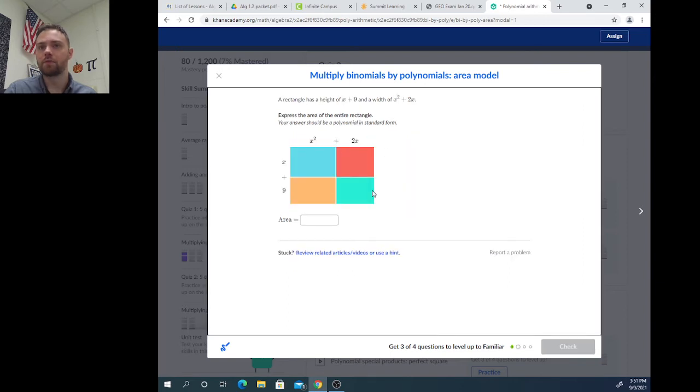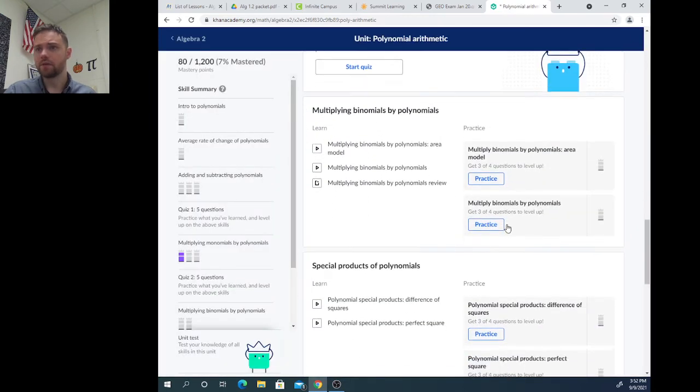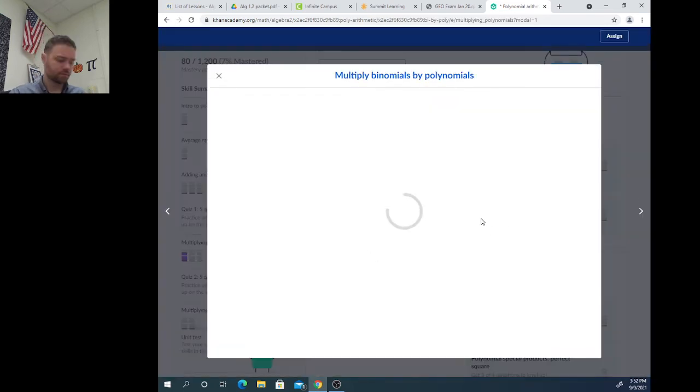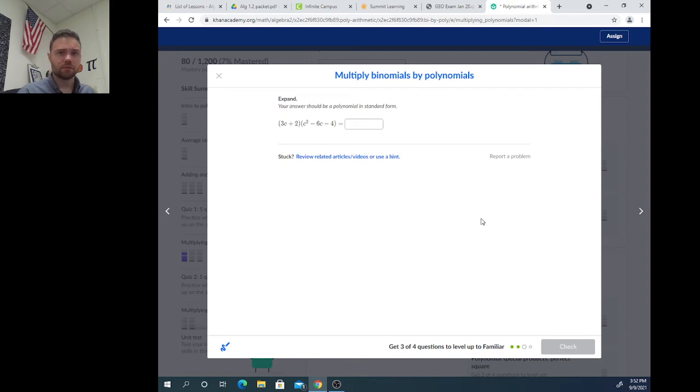And so all these problems would be similar. You take x squared and multiply it by x in this example and get x cubed here. And then you take x times 2x, which is 2x squared, and you just continue until you've finished the problem and combine like terms. So those are pretty simple. The other one I wanted to show you is this one, which just gives you two parentheses.